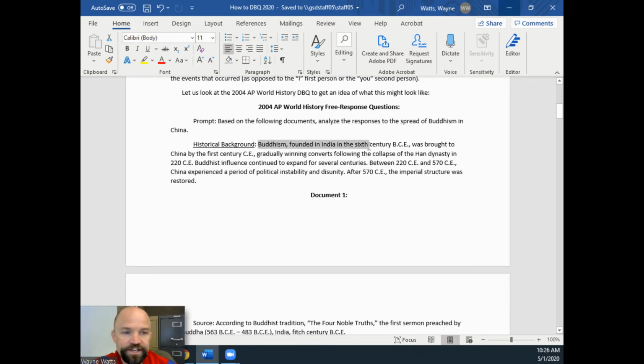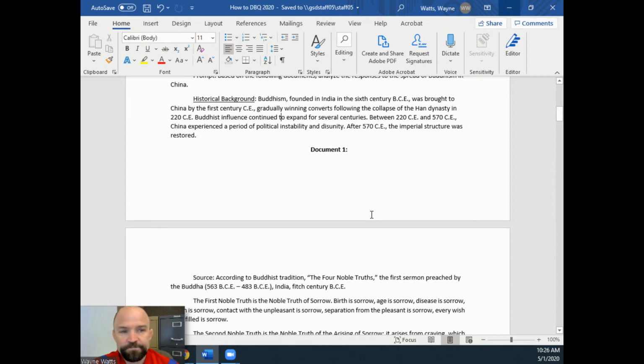Buddhism, founded in India in the 6th century before the Common Era, so BCE, that's just a more secular way of saying BC, was brought to China by the 1st century CE, so CE is just a more secular way of saying AD. Gradually winning converts following the collapse of the Han Dynasty in 220 CE. Buddhist influence continued to expand for several centuries. Between 220 and 570, China experienced a period of political instability and disunity. After 570, the imperial structure was restored. All right, so here we go.